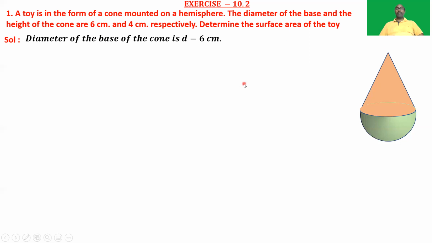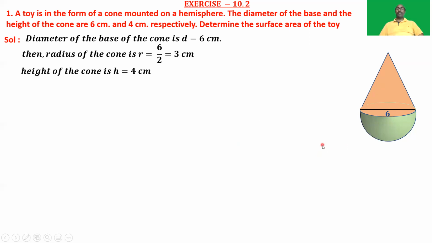Here the diameter of the base of the cone is given as 6 centimeters. So here we are drawing the base as 6 centimeters, and then its radius r is equal to half of the diameter, that is 6 by 2 is equal to 3 centimeters. So the radius of the cone is 3 centimeters, and also it is given that the height of the cone is 4 centimeters.